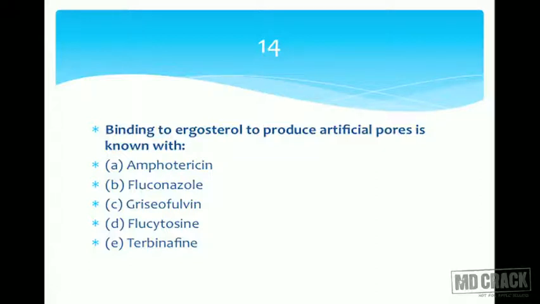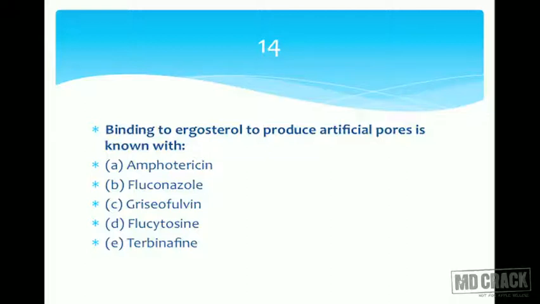The first in the classification is the polyene antibiotics, and the example is amphotericin B, which you use for systemic mycosis, and nystatin, which is used locally. So these are the drugs which produce artificial pores in the cell membrane. You don't have to go for other options because amphotericin is the answer. Fluconazole, griseofulvin, flucytosine and terbinafine are the other options.